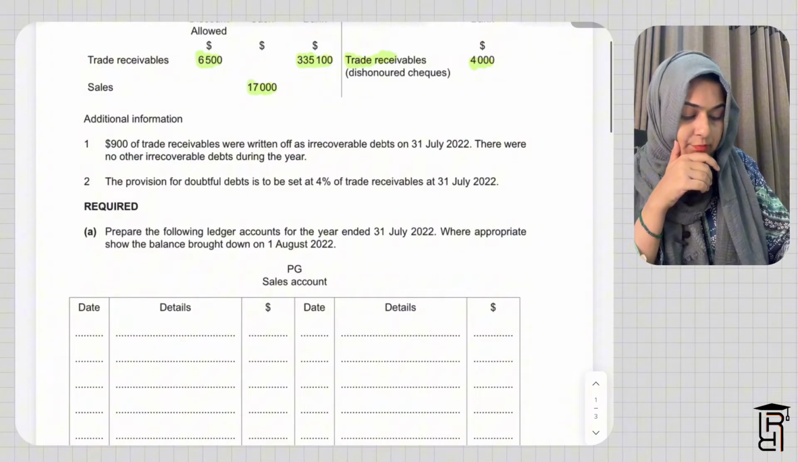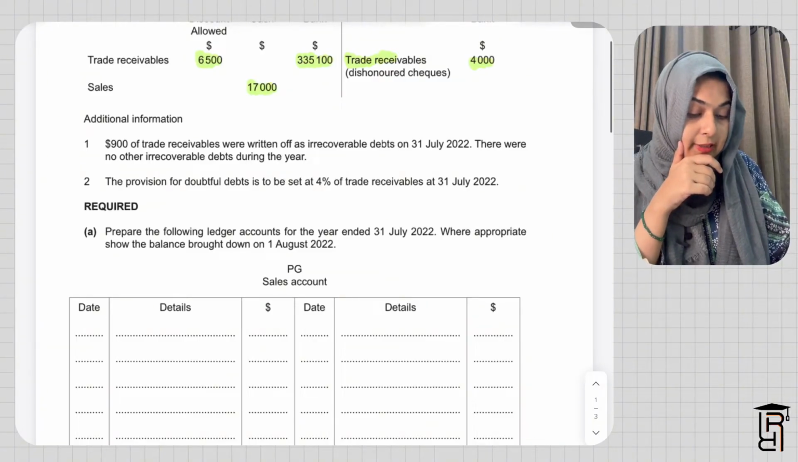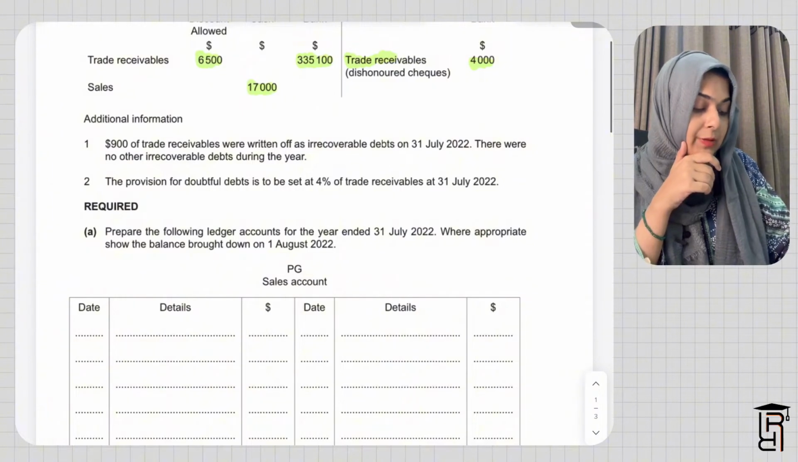22 for the year ended 31st July 2022. I'll write here total of sales journal, and the total of sales journal here is 360,000, which is my total credit sales.